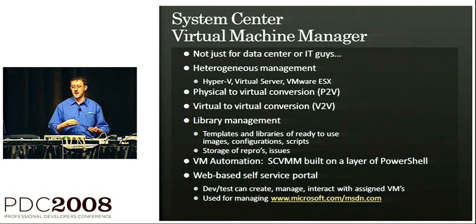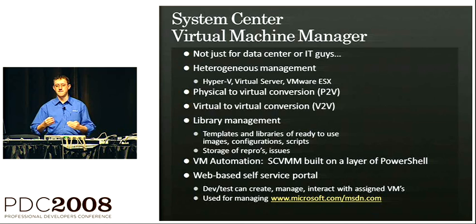So it allows us to manage different environments, Hyper-V, virtual server, VMware ESX. We can do physical to virtual conversions, so you can take a server that you've already got set up, and you can make it into a virtual machine. It's completely automated. They do it all for you. It's like 2 clicks. You can also do virtual to virtual conversions, so you can take a virtual PC or a virtual server or an ESX virtual machine and convert it into a Hyper-V virtual machine. It has a concept of libraries, so you can create a library of virtual machines, a library of templates, and you can deploy those pretty much with 1 click.